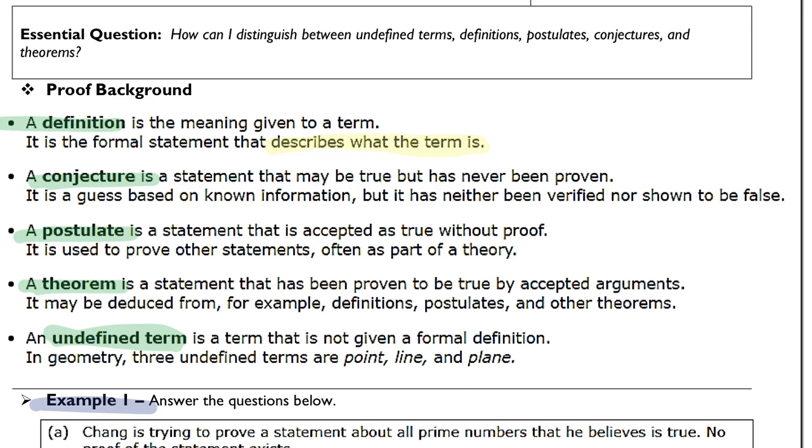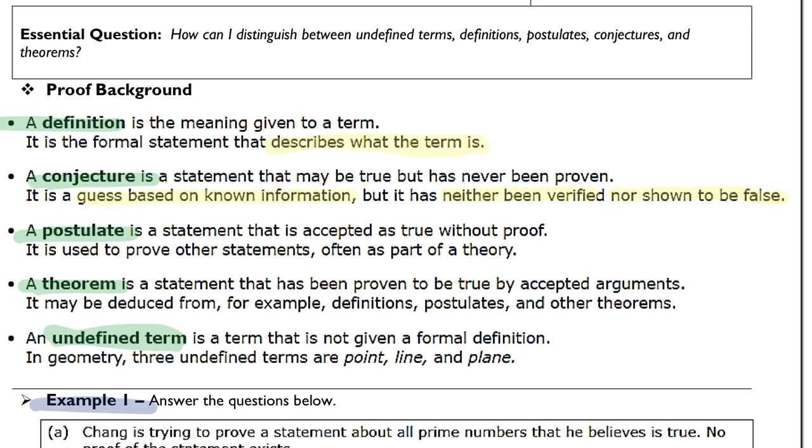Now, a conjecture, which we already talked about, is a statement that may be true, but has never been proven. It is a guess based on known information, like a pattern, and it has neither been verified nor been shown to be false, because it could be true, it could be false, who knows? It's a conjecture, it's an idea, an educated guess.